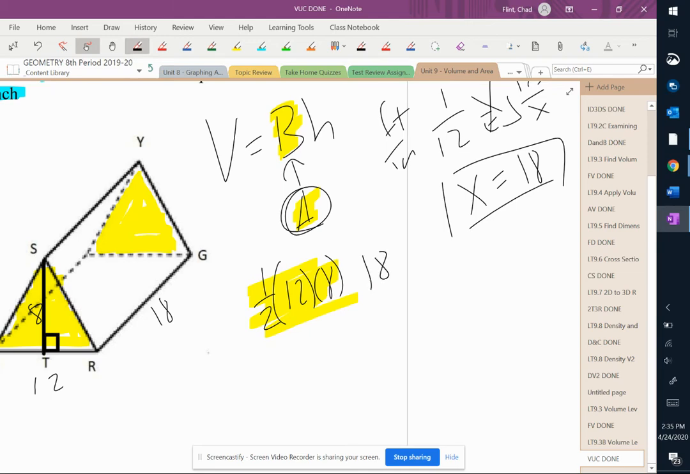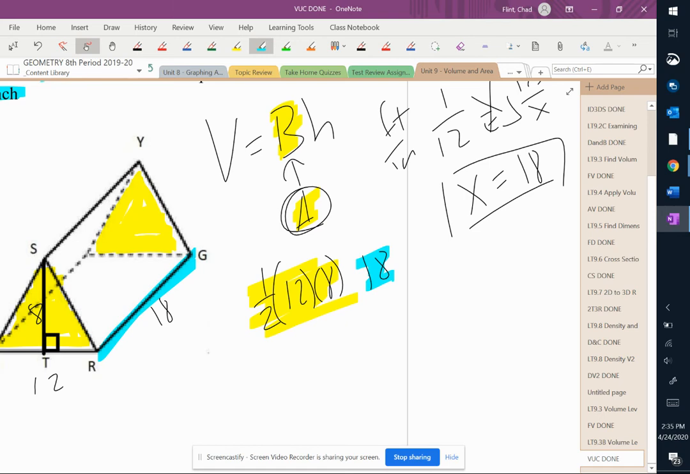And remember, that height is this dimension right here, because if we reoriented that shape so that the triangle was actually sitting on the bottom, on the ground, that's how tall it would stand up in the air. And another way to remember it is it's the distance between the two bases of your shape.